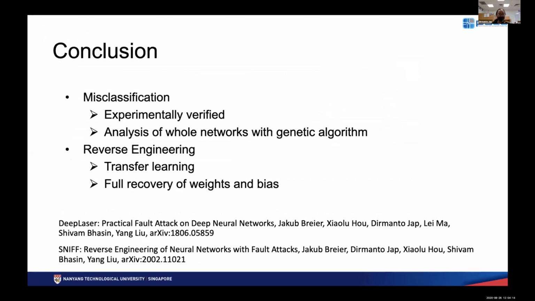Okay, in conclusion, in this part of the talk, we have seen fault attacks on neural networks to achieve misclassification and reverse engineering. For misclassification, we have experimentally verified the attack. Also, we saw some analysis of the whole neural network with a genetic algorithm. Here, the genetic algorithm is used to select neurons for attack. And we also saw fault attacks to achieve reverse engineering in the context of transfer learning. And we have developed a method to fully recover the weights and bias.